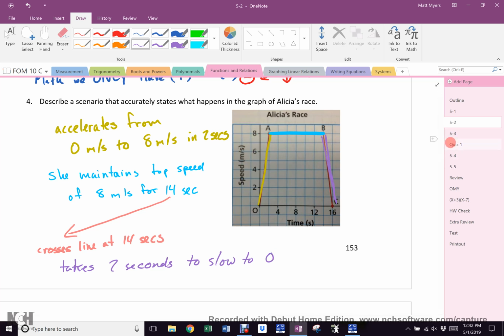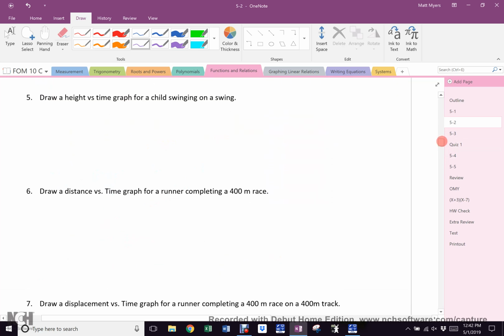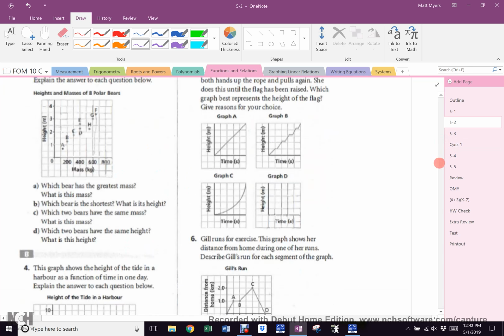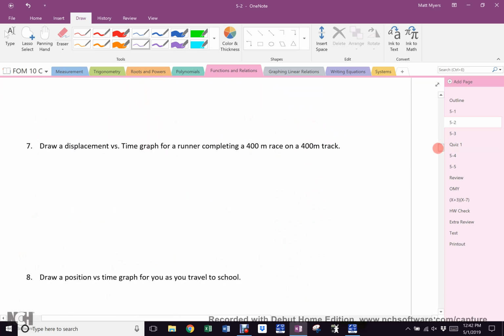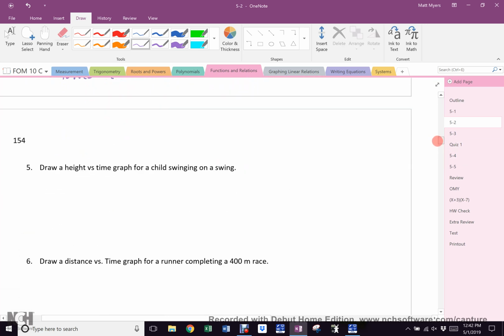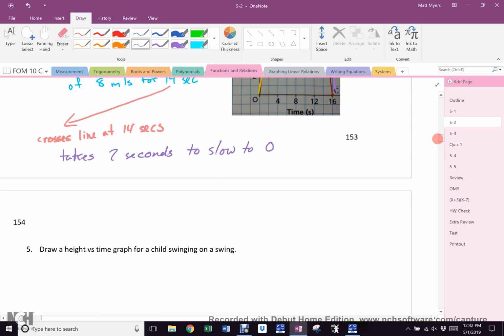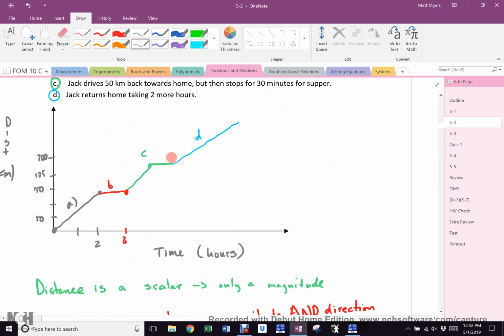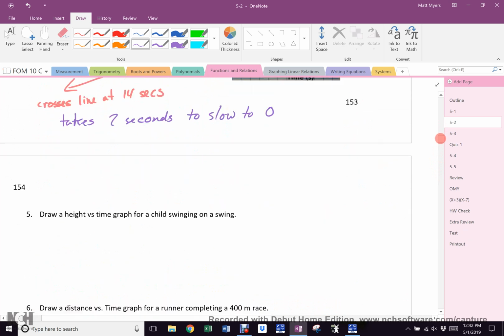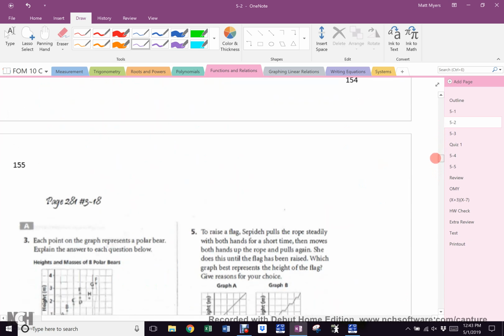Okay. Your job is to attempt page 154. You're going to draw four graphs. That's your homework. Okay? What? No, just sketch it. Just like we did here. You didn't need graph paper, just sketch it. Okay? You've got 20 minutes in class to do those.